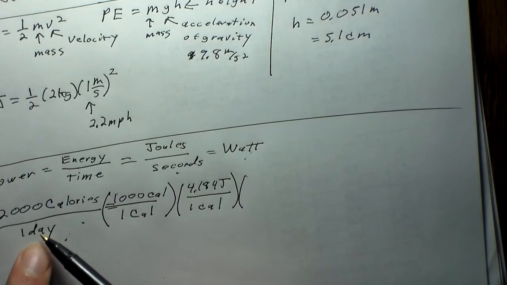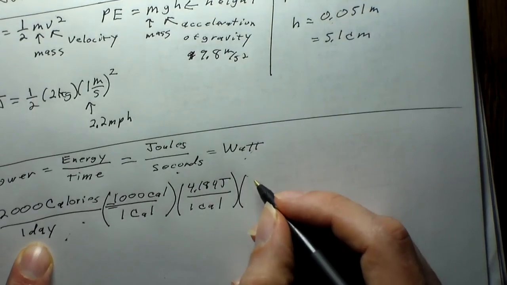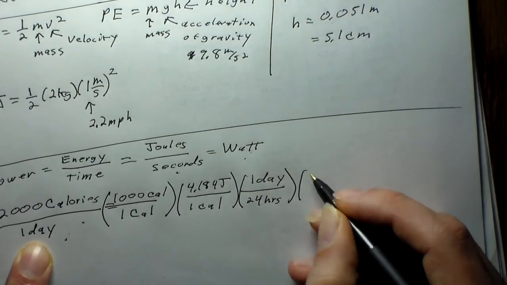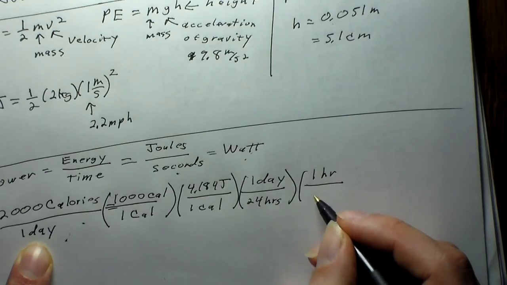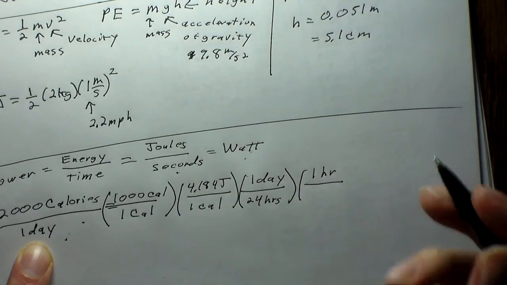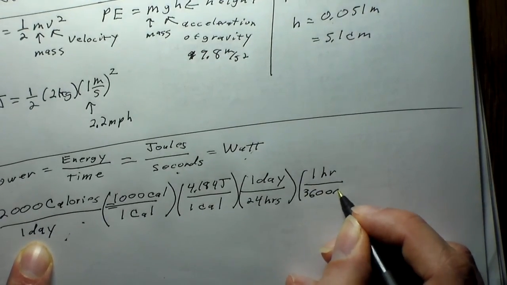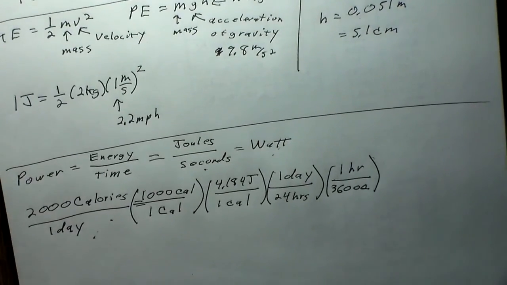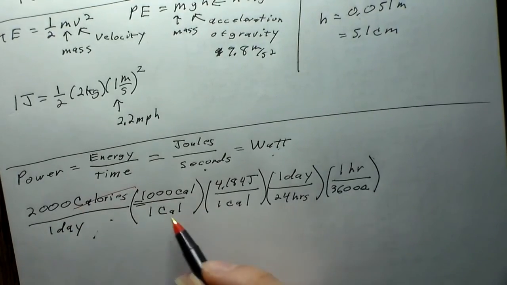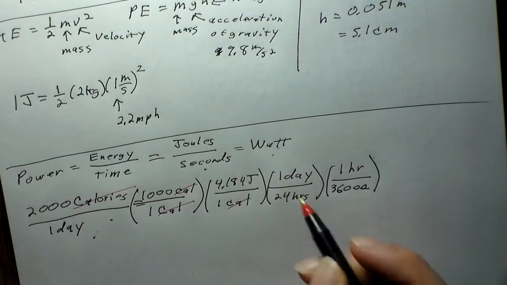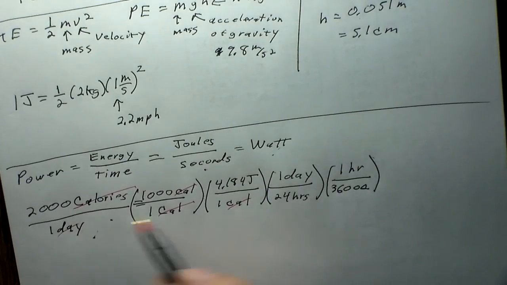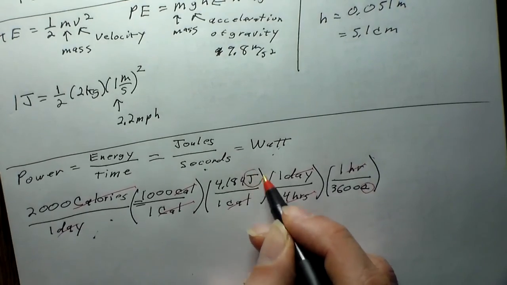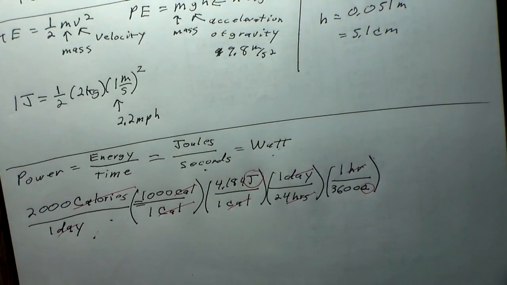And then we have here, we have to convert days into seconds. So 1 day has 24 hours. And then 1 hour is 60 seconds times 60 minutes. That's going to be 3,600 seconds. Okay, and just to show that everything actually cancels out properly here, my capital calories go away, my little calories go away. I'm left here with joules. My days go away, my hours go away, and then I'm left here with seconds. So I have here leftover units, joules per second.